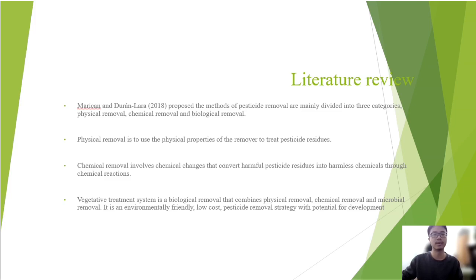chemicals through chemical reaction. The vegetation treatment system is a biological removal method that combines physical removal, chemical removal, and microbial removal. It is an environmentally friendly, low-cost pesticide removal strategy with the potential for development.